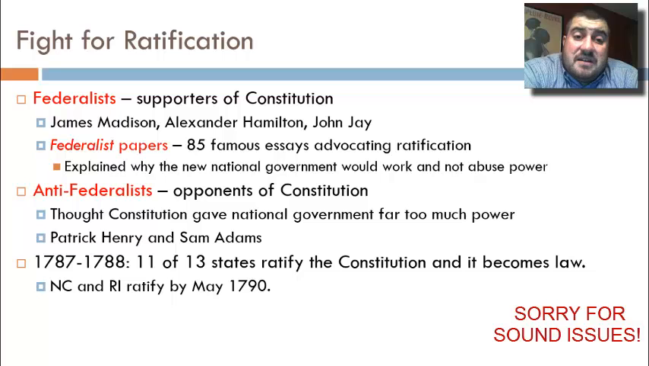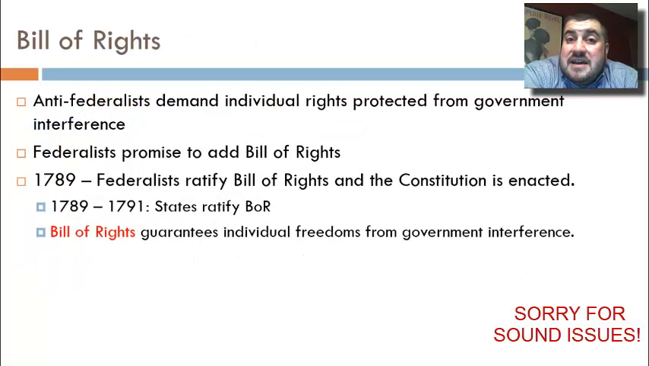So the compromise here is that the Anti-Federalists demand some sort of document that will protect individual rights from government interference. And so in exchange for this, in exchange for ratification, the Federalists promised to add a Bill of Rights. And the Bill of Rights is the first 10 amendments to the Constitution. And the states ratify it after the Constitution's passed, and it guarantees individual freedoms from government interference.